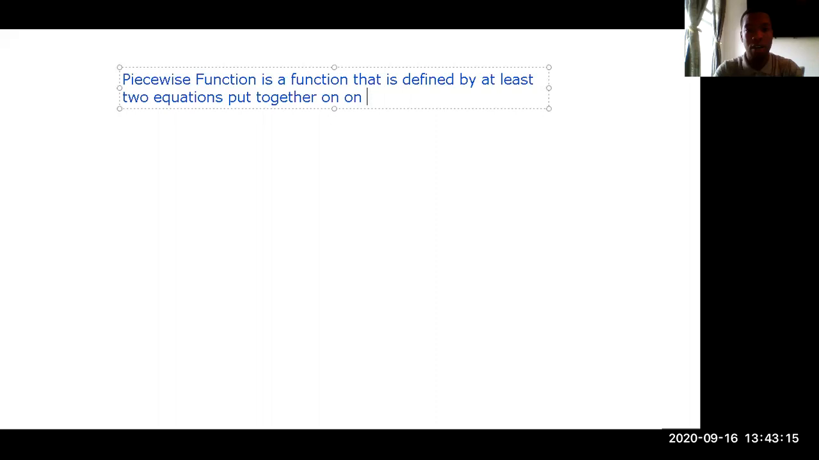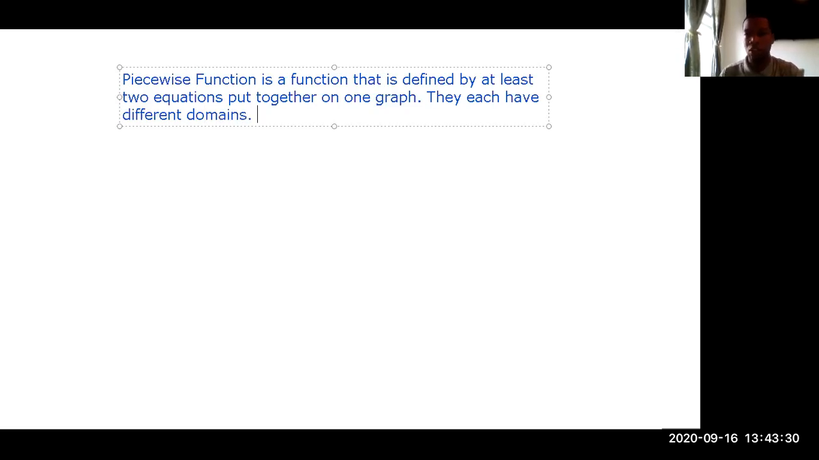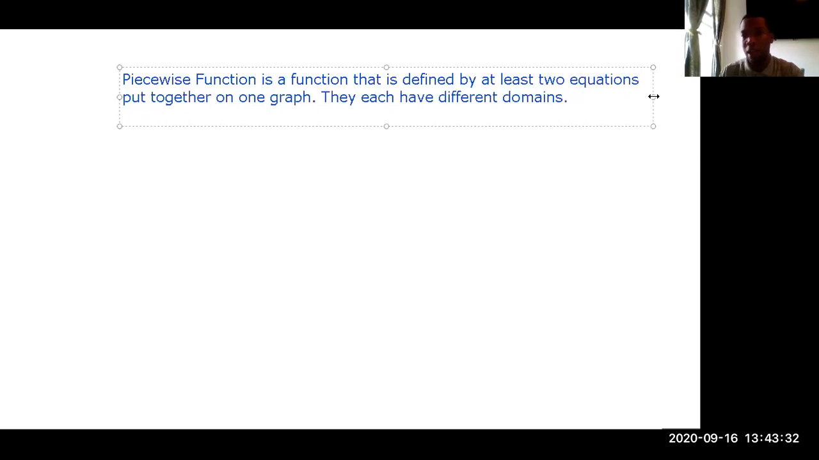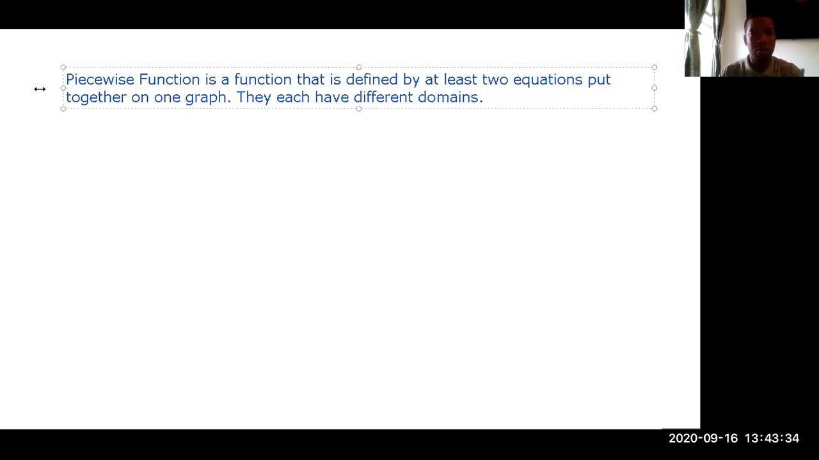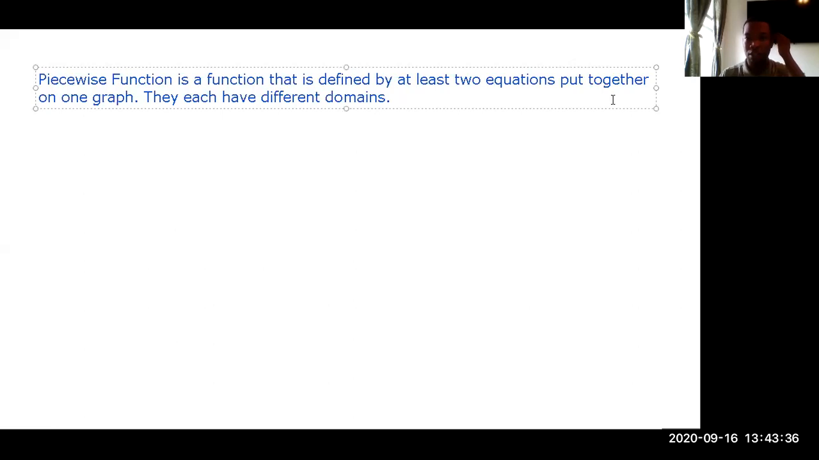on one graph. They each have different domains. Could someone put in the chat what domains mean? We talked about this earlier on when we were talking about domain and range. Does anyone remember what that is? Go ahead and put it in the chat, please. And then we're going to give some examples.